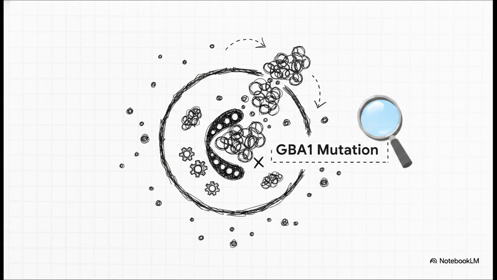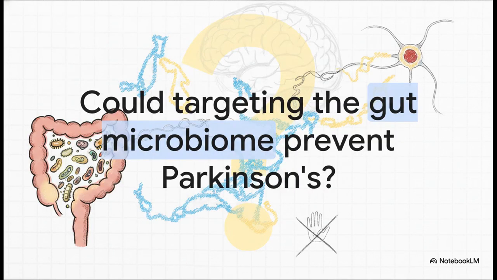But here's the kicker. That piled-up alpha-synuclein then further blocks the lysosome from working. So it creates this devastating vicious cycle where the trash just keeps building up, destroying the cell's ability to ever clean itself. Which leaves us with this final, really inspiring frontier.